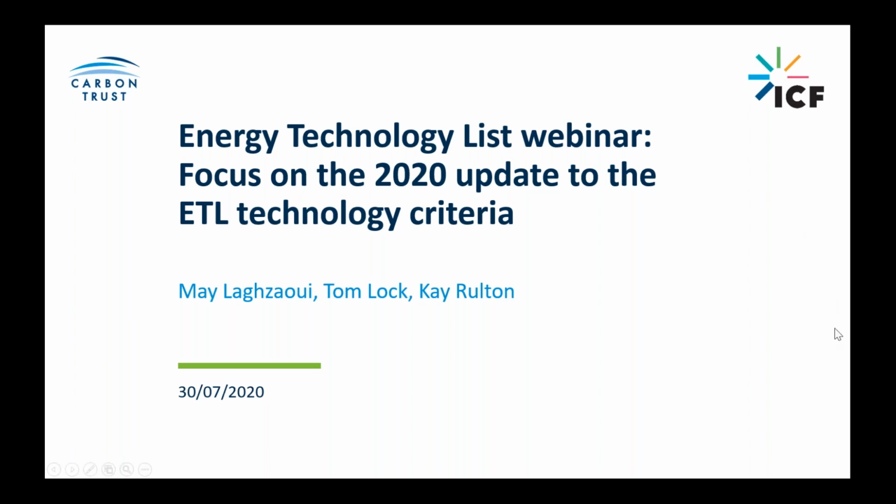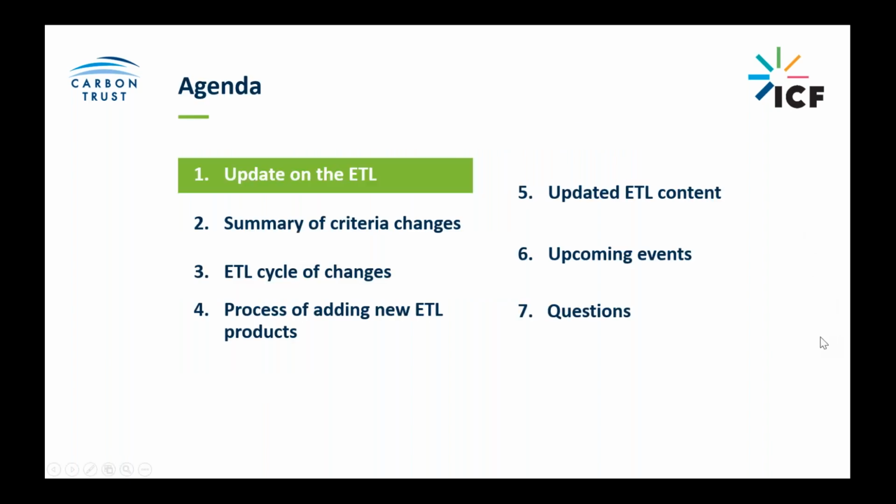I'll just run through the agenda with you. We're going to be looking at the updates to the energy technology list, then covering the summary of the criteria changes. Then we'll look at the ETL cycle of changes and highlight some key dates and timescales. We'll go over the process of adding new ETL products to the list, and then look at some of the updated ETL content and upcoming relevant events. And then, as Annie mentioned, we'll have some time at the end to go over any questions that you have during the webinar.